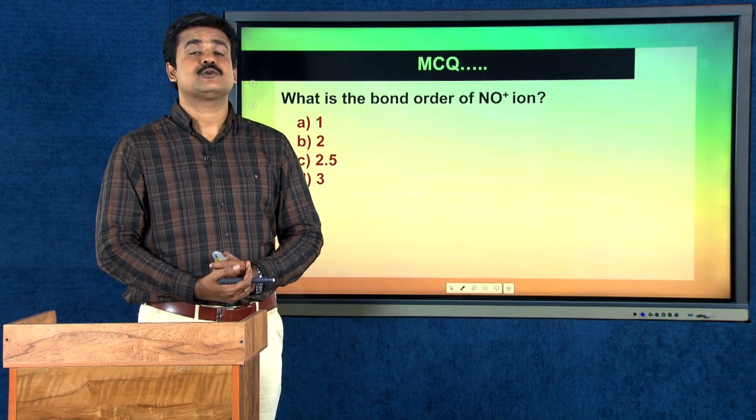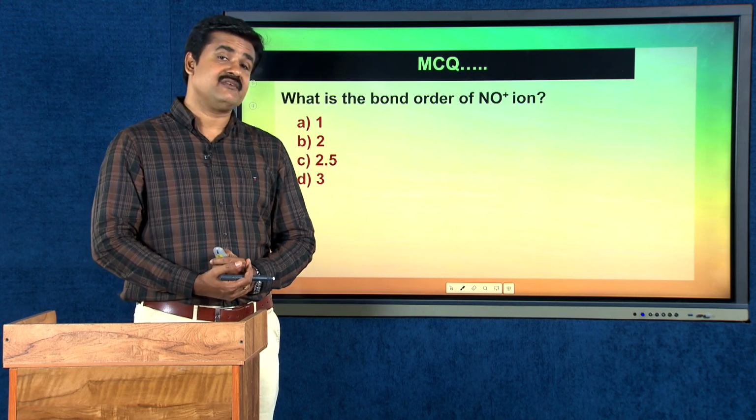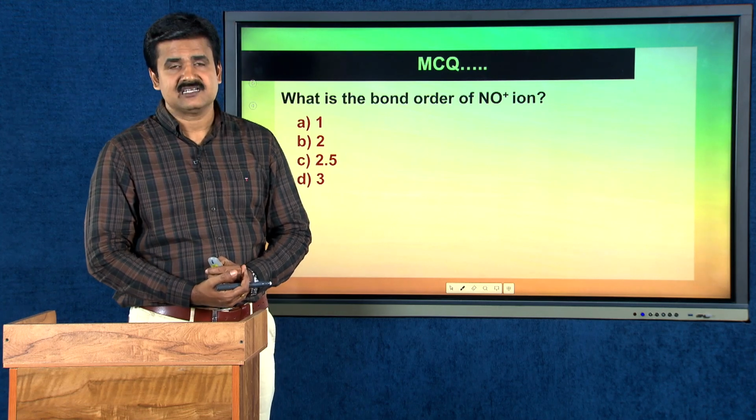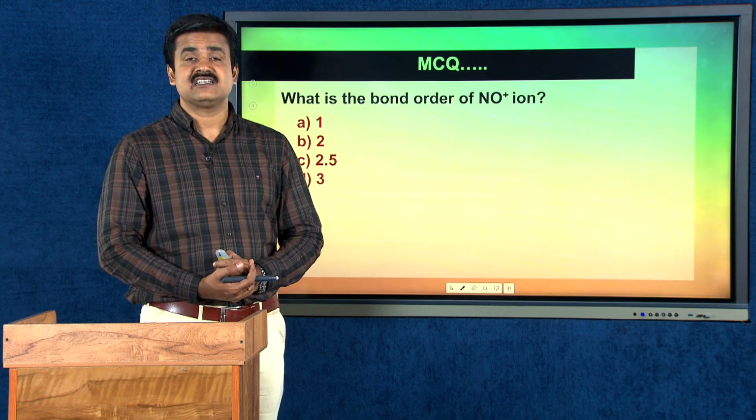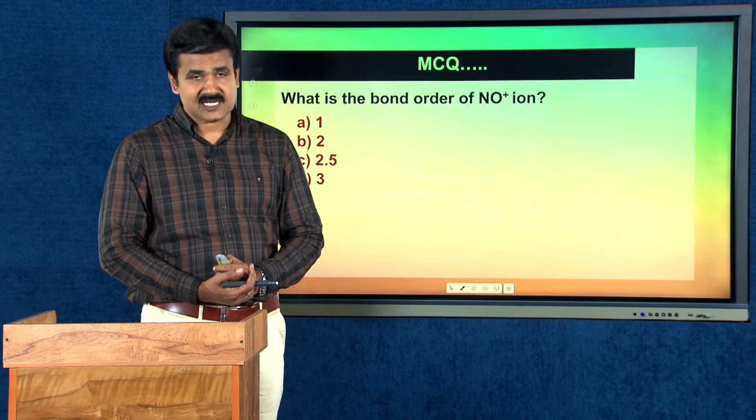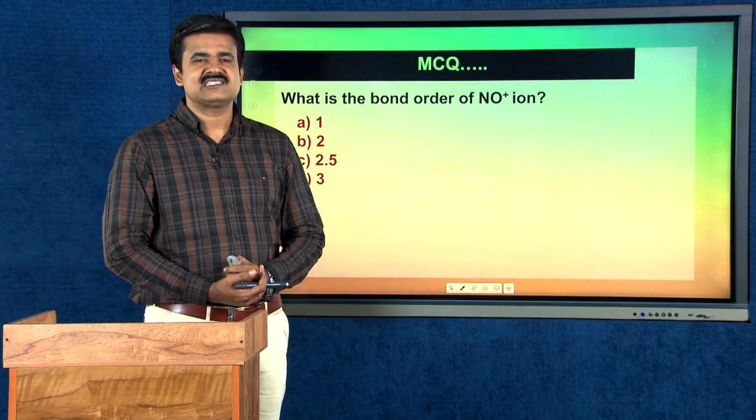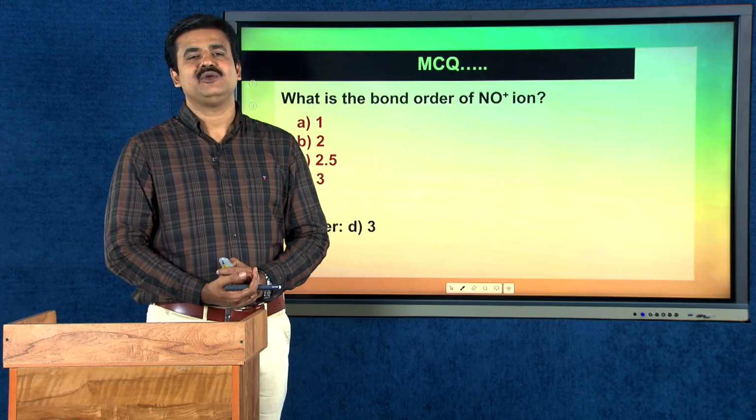If the number of electrons is equal to 14, in the previous modules we have discussed a chart. If the number of electrons is equal to 14, you can very easily say that the bond order will be equal to 3. So your answer is option D, bond order value equal to 3.